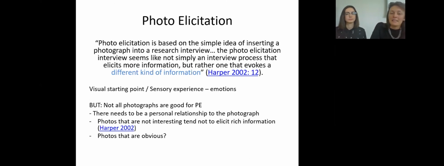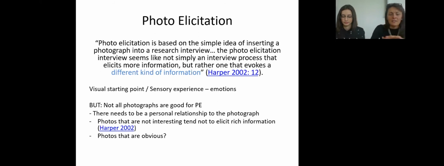Simply put, photo elicitation is based on the simple idea of inserting a photograph into the traditional and conventional research interview. The photo elicitation interview seems like not simply an interview process that elicits more information, but rather one that evokes a different kind of information. So here, the method of inserting photos into an interview is not to generate more information, but to generate a different type of information. And I'll speak a little bit more about what that different kind of information will be.